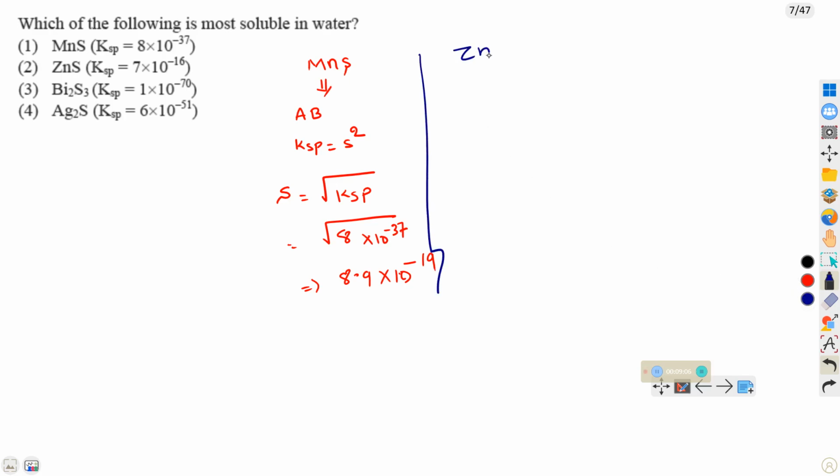ZnS. ZnS is also an AB type of salt. S is equal to square root of Ksp. Square root of 7 into 10 power minus 16. Then you will get 2.6 into 10 power minus 8.